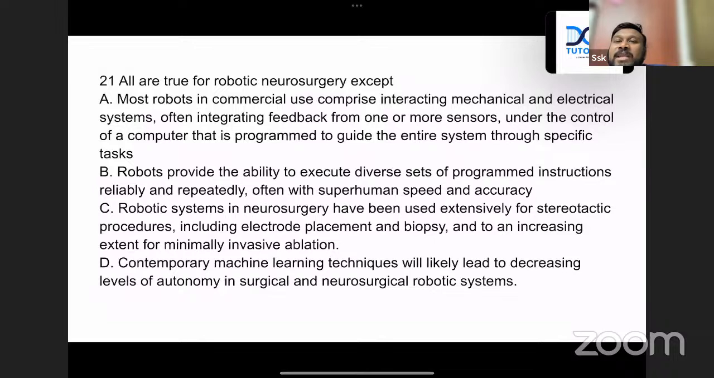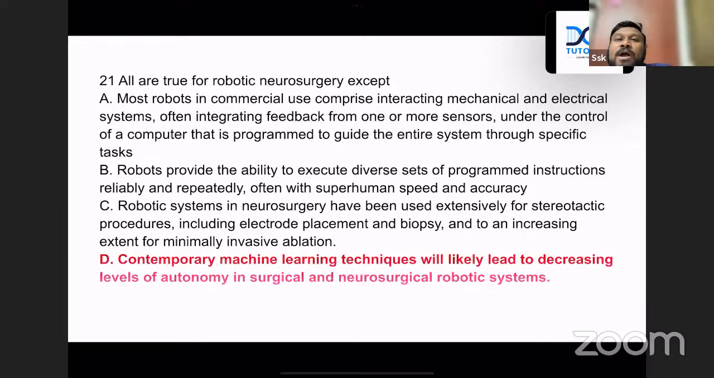So this is a very advanced question regarding robotic neurosurgery. This is a teaching MCQ, so that is why it's very large. Most robots in commercial use comprise interacting mechanical and electrical systems, often integrating feedback from one or more sensors under the control of a computer that is programmed to guide the entire system through specific tasks. Yes, it is true.